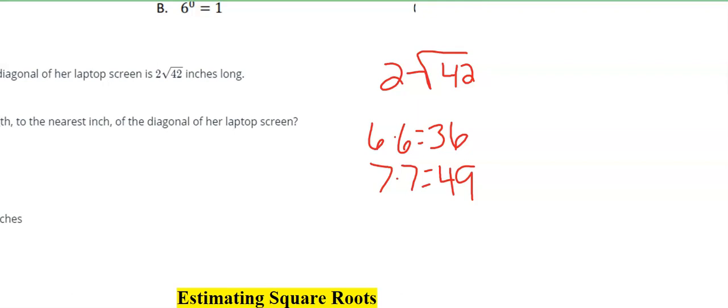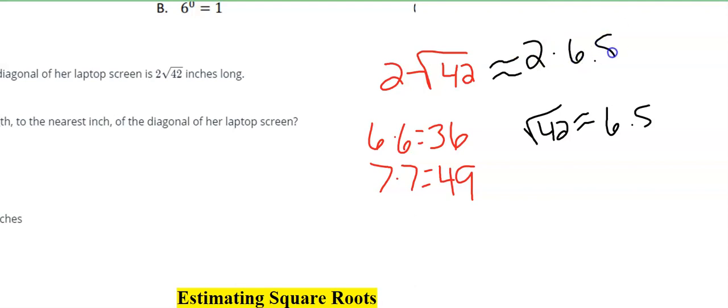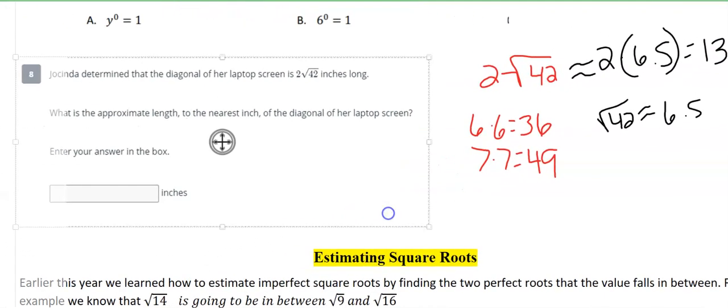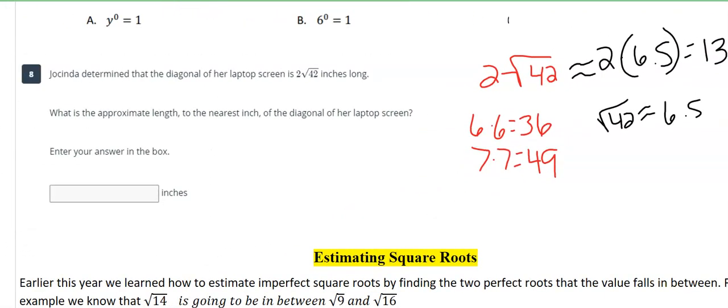So I would approximate the square root of 42 to be about 6.5. So if I'm approximating 2 times the square root of 42, that'd be 2 times 6.5, which would be equal to 13. So I would say that this is approximately 13 inches.